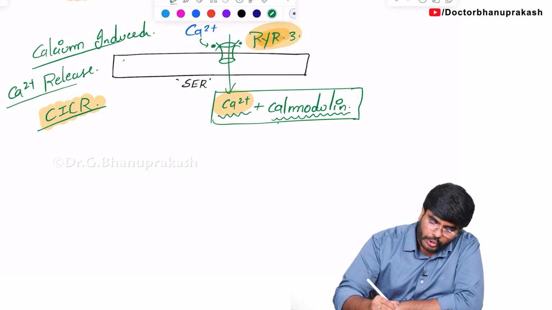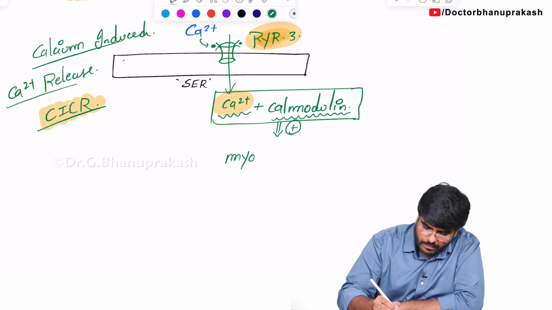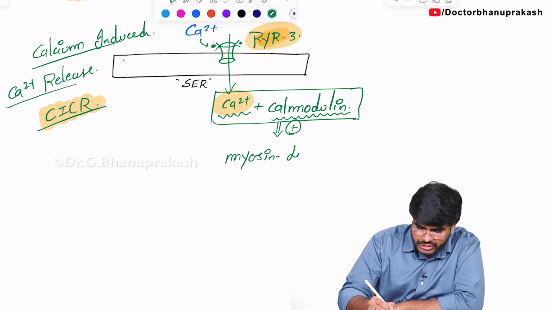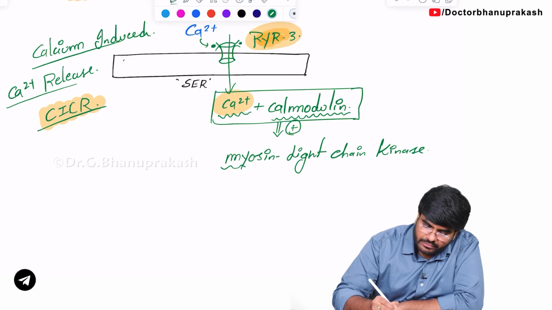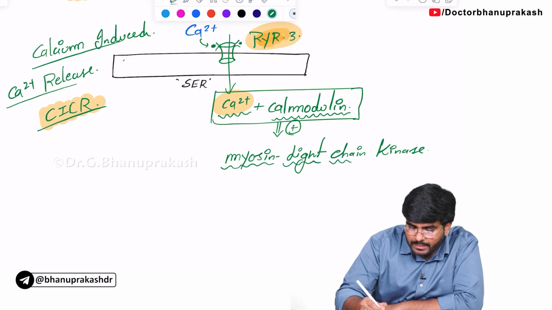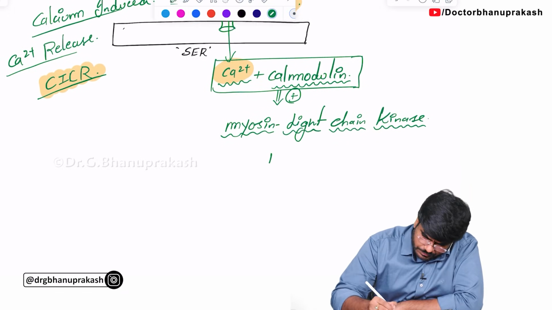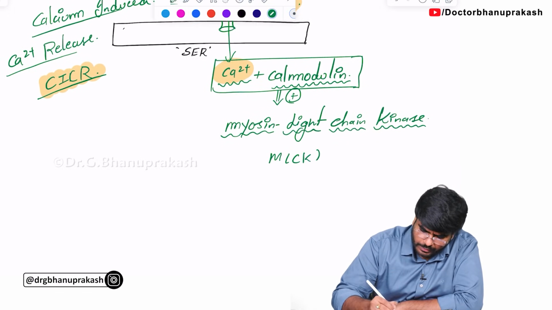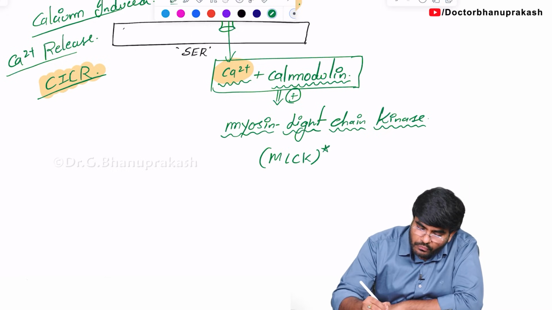The calcium calmodulin complex is going to activate something called myosin light chain kinase. So this calcium calmodulin complex is activating an enzyme called myosin light chain kinase. Now you tell me what this myosin light chain kinase is going to do. Kinase means what? It will do the phosphorylation.